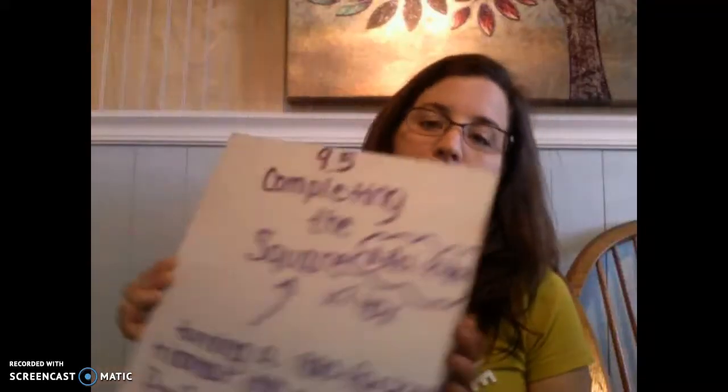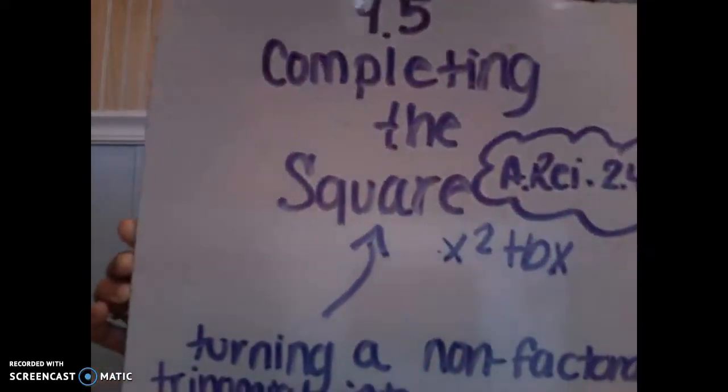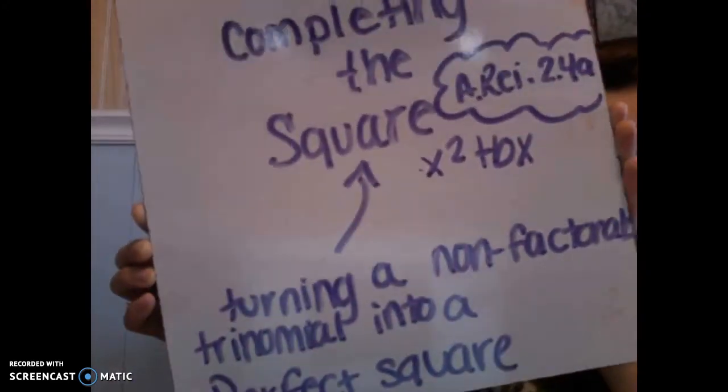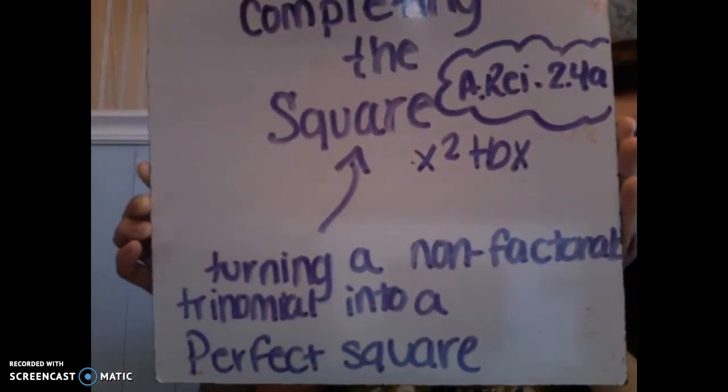All right, hello. Today we are working on completing the square. There's a standard there as well. Basically, what we're working on is turning a non-factorable trinomial into a perfect square. What's a perfect square? Square and double square, right? Square, double square. The question is, how?